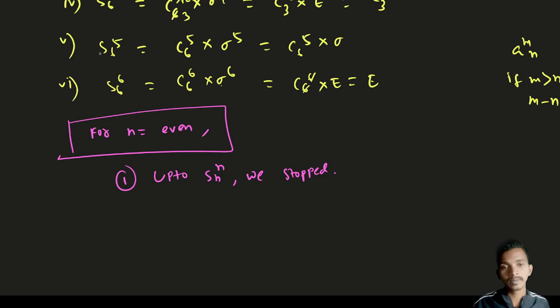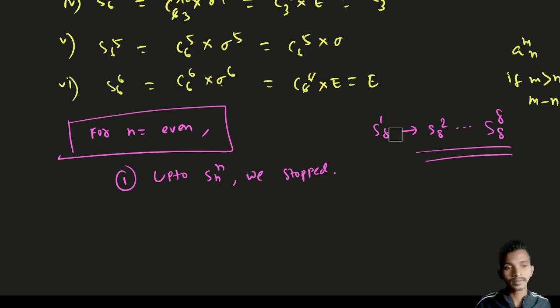So if n equal to even, let's say S6, S8, S10, whatever the molecule, if it is S8, then we will proceed up to S8 8, and there we will stop. Like that, if S10, then we go S10 1 up to S10 10. There we will stop. After that the same values get repeated. This is the one observation we see.